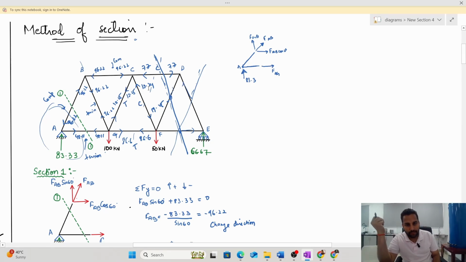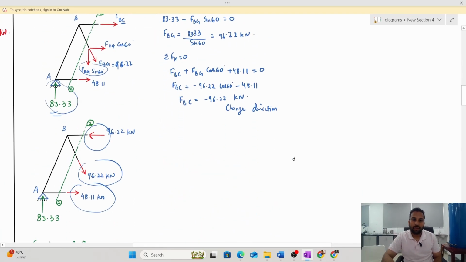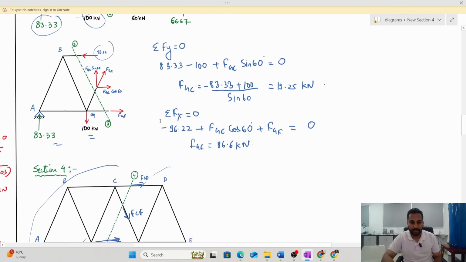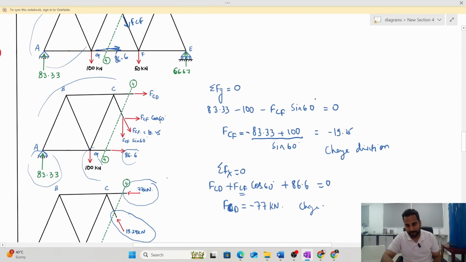Either you do it by method of joint or you do it by method of section, your forces will remain the same. You will not get different answers. They are different methods, but the final answer would remain the same. So this is all about method of joint and method of section. Now what you are supposed to do, go through a lot of questions from method of joint and method of section. Feel free to approach me whenever you have any doubt.